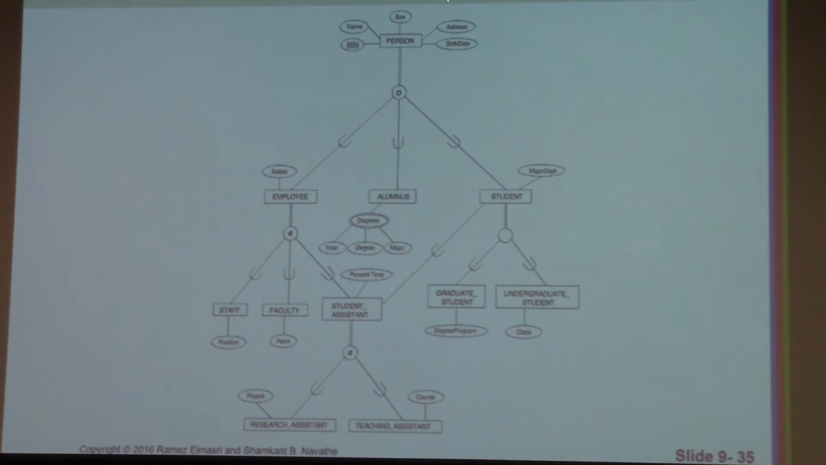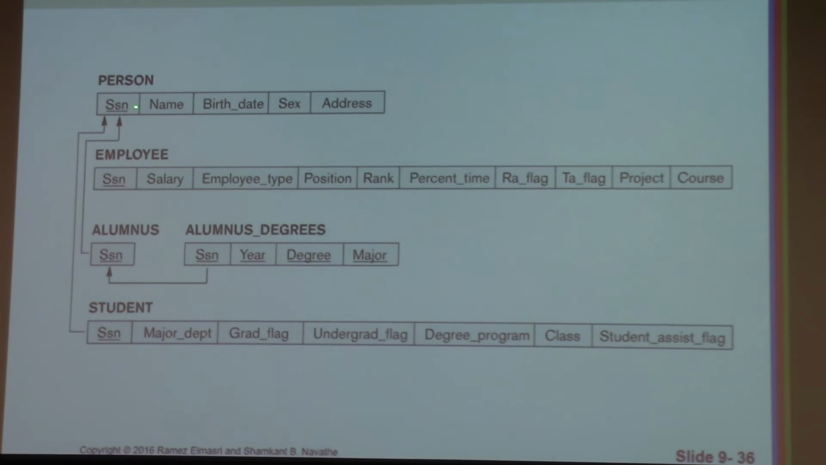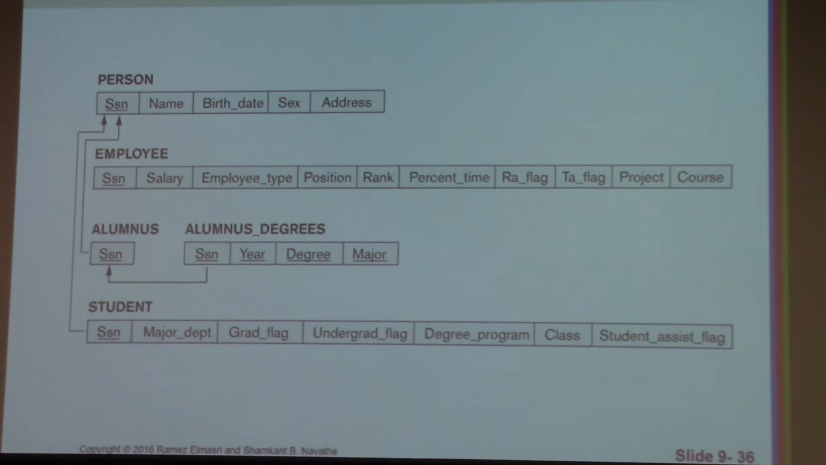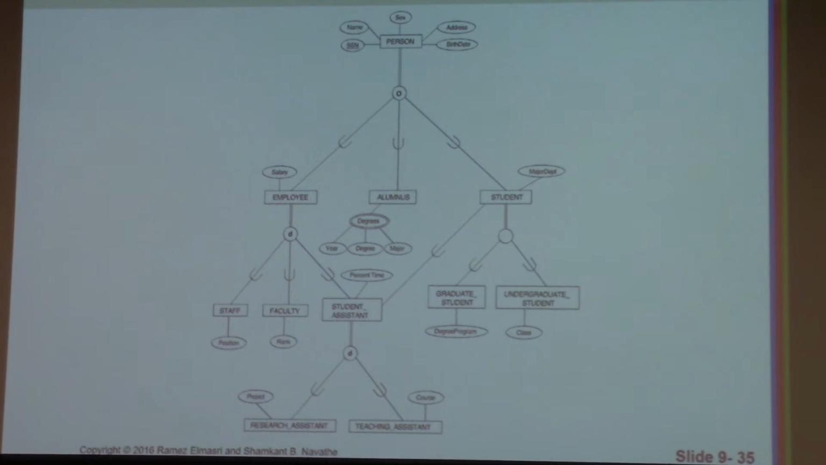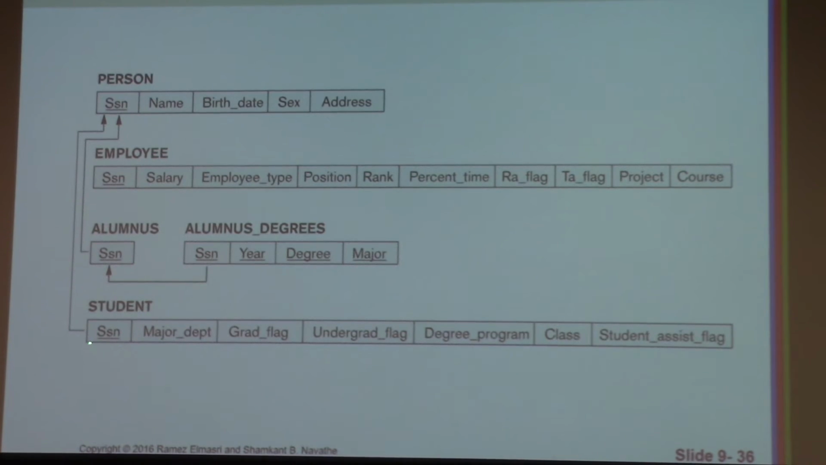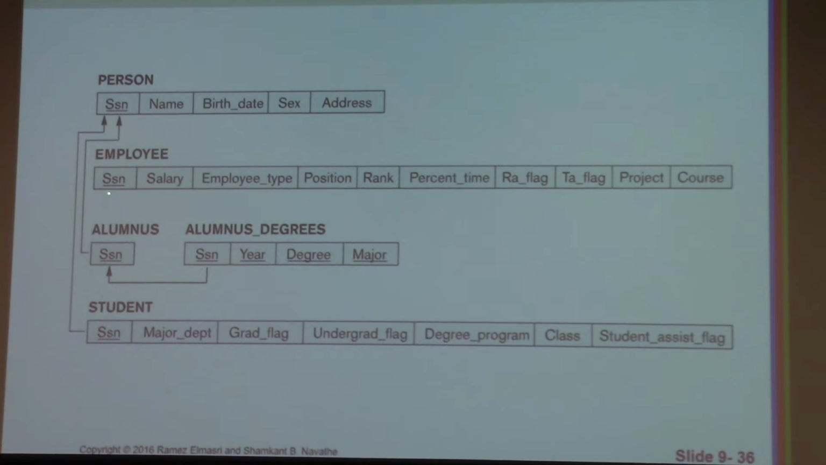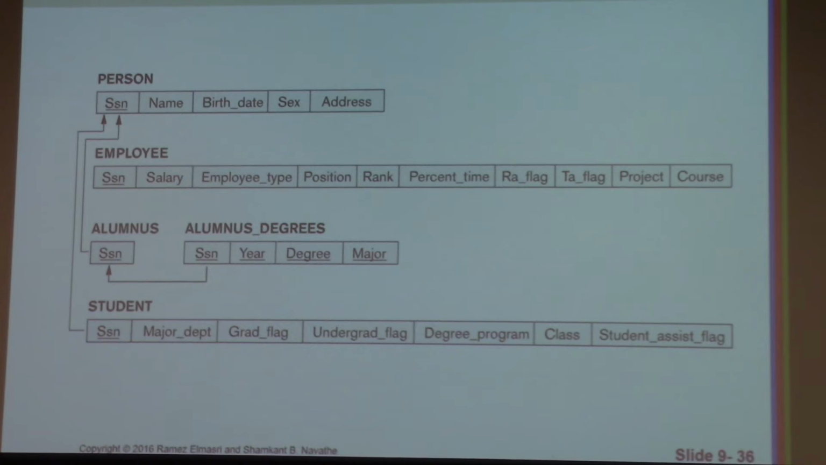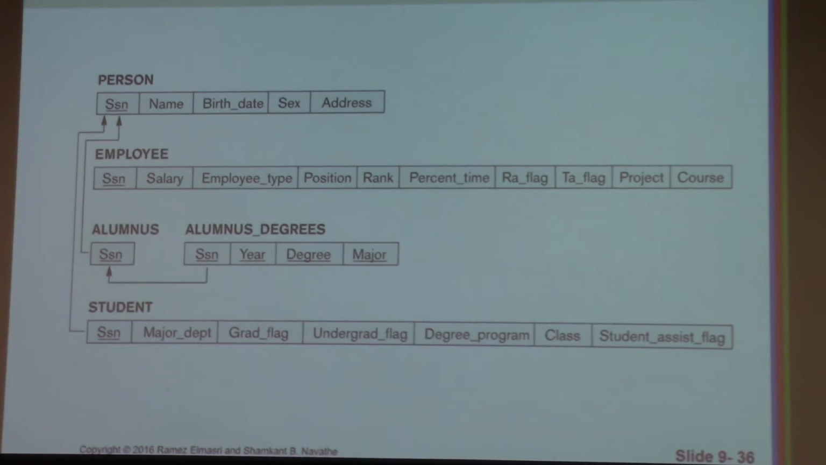Option 1 is for each of person, employee, alumnus, student, we create a table: person table, employee table, alumnus table, student table. Then alumnus degree is actually from the multi-valued attribute, so step 7. So option 1 is selected, with what? Foreign key. SSN? There might be a miss, so SSN should be another foreign key. Can you understand selecting the option for converting super and subclasses?